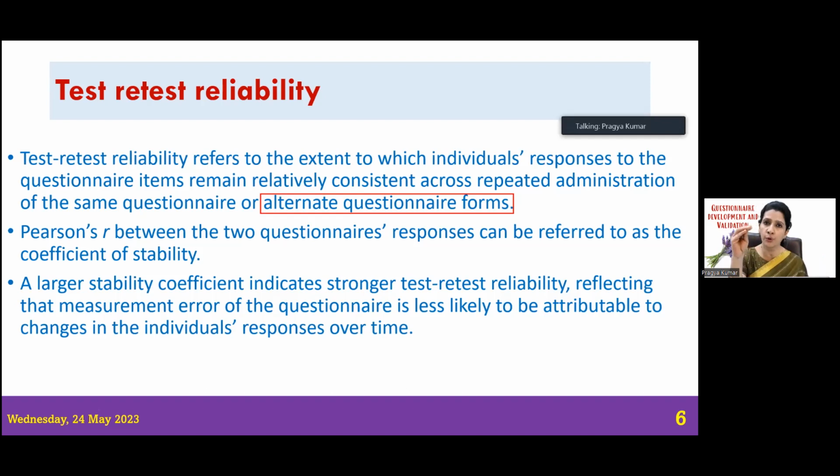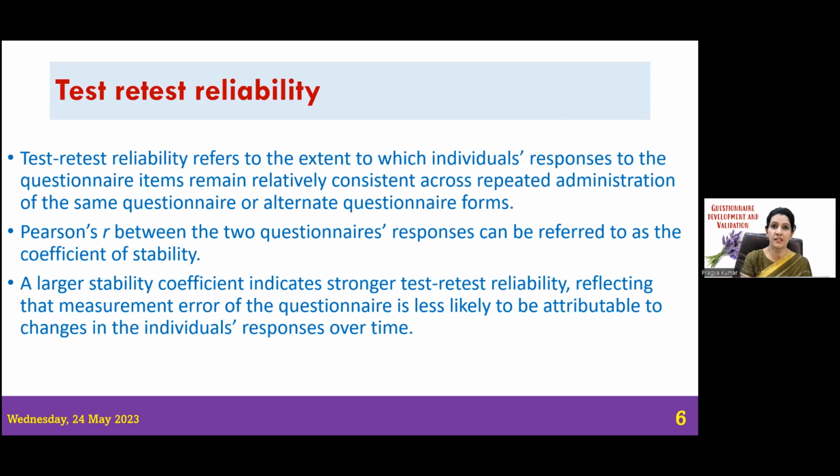Okay, although we don't do it. Why? Because we don't have that excess pool. But if you read the articles on the development of the tool, you will see that quite often they do this alternate form of reliability to see whether there is any consistency between the pool questions they have kept and the other questions which they have deliberately left out. So this is the retest reliability.